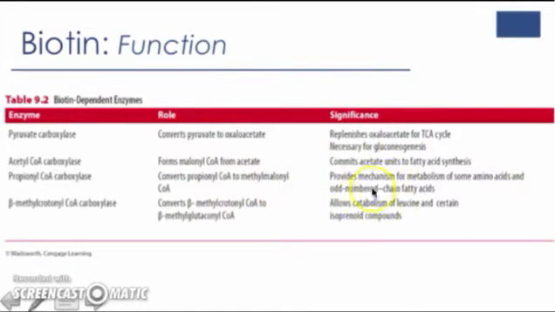And we saw again here that this provides a mechanism for metabolism of some amino acids and also odd-numbered fatty acid chains. So propionyl-CoA is a catabolism product also of some amino acids. The last enzyme, and we haven't seen this enzyme or its intermediate previously, however, we see this beta-methylcrotonyl-CoA carboxylase involved particularly in the catabolism of the amino acid leucine.